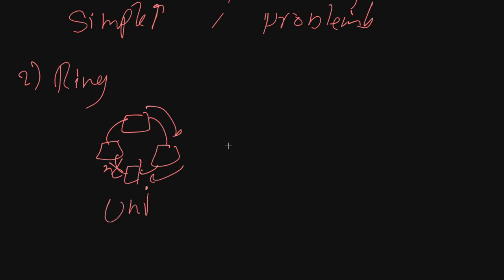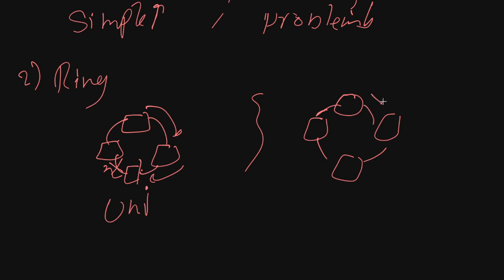But if it is bidirectional, let's say we have our 4 devices again connected in the shape of a ring like that. They can be bidirectional. So if this cable fails and you are trying to send from this device to this device, instead of going this direction, if this direction fails, it can go the other direction. So this is bidirectional.